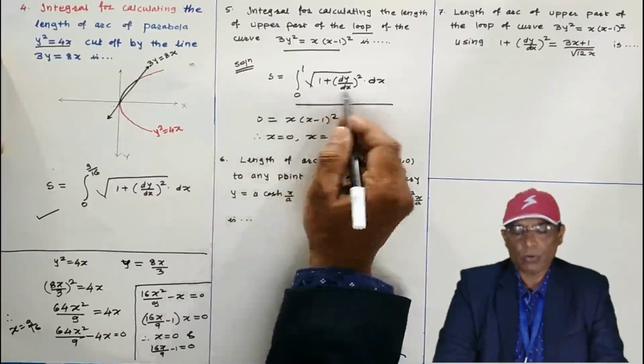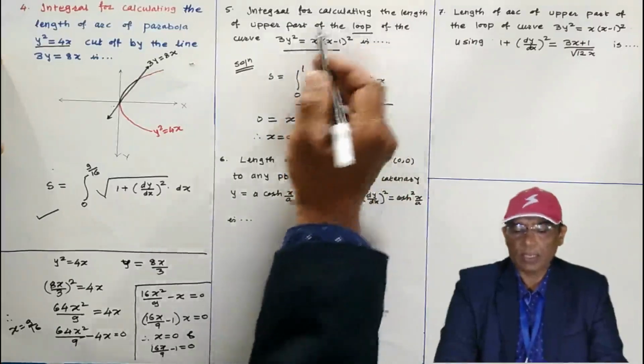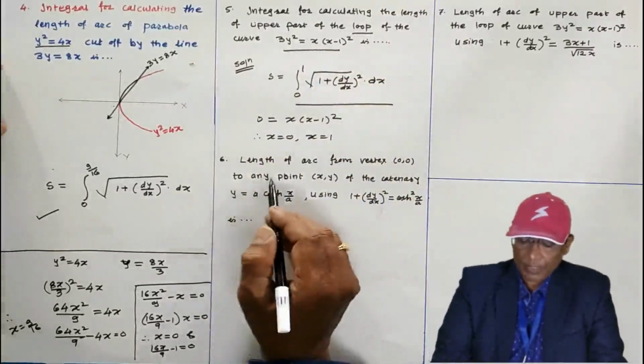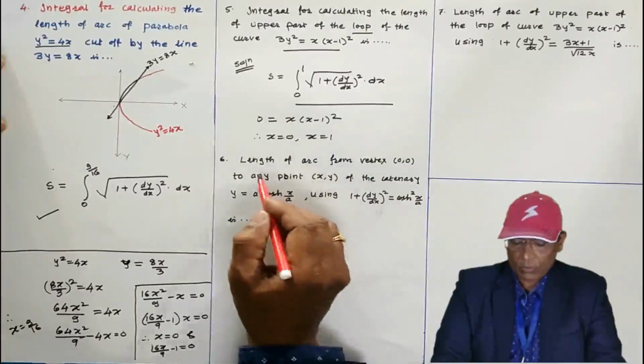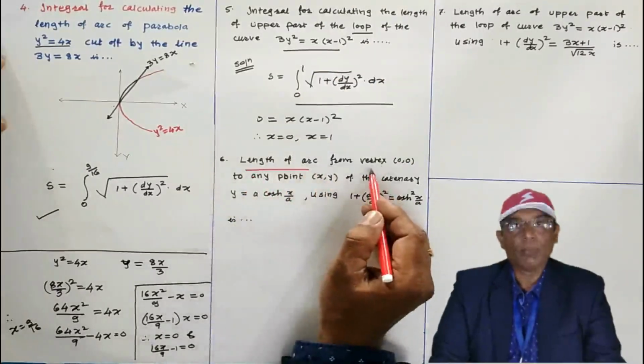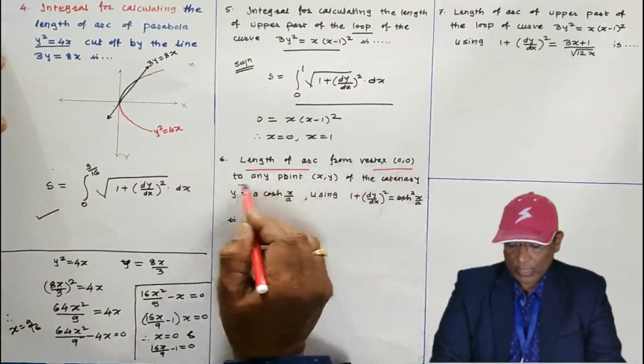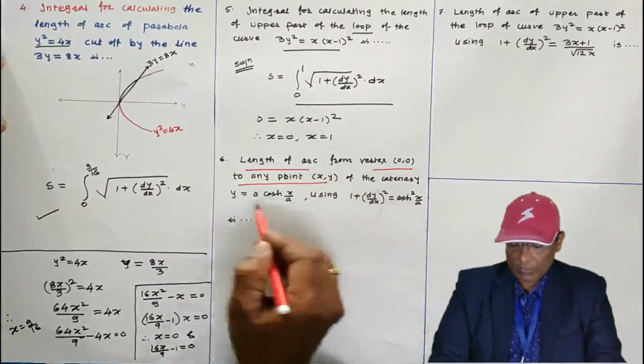So in this way we have found the integral for calculating the length of the upper part of the loop of the curve. Now, so far we found the integral. Now we want the length of the arc of the curve from this point, the vertex, to any point (x, y) of the curve.